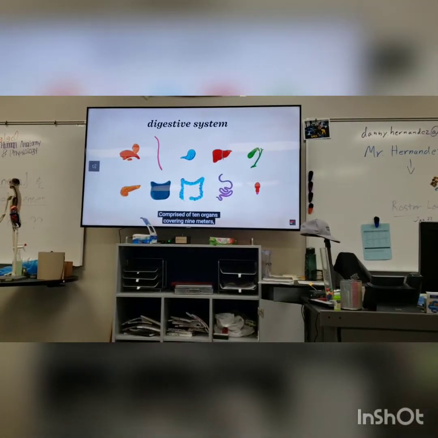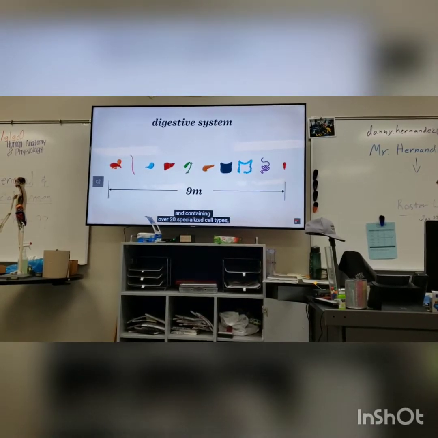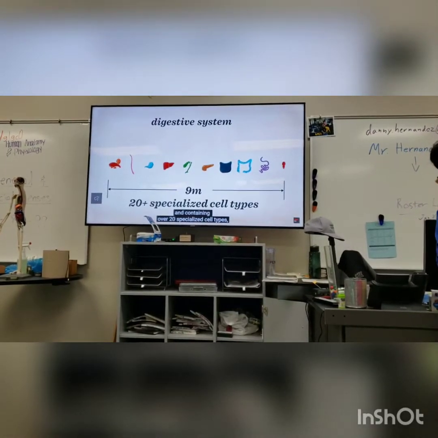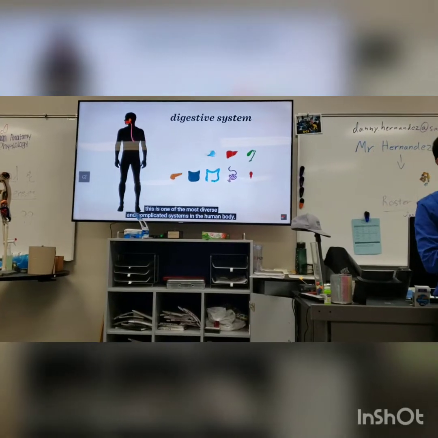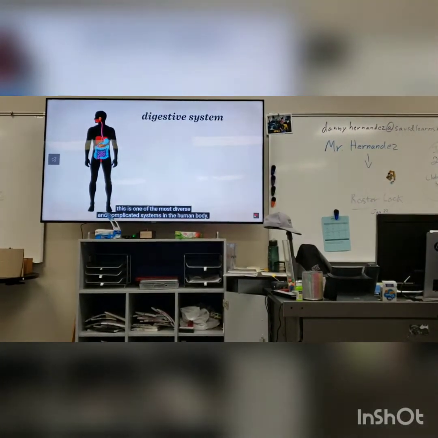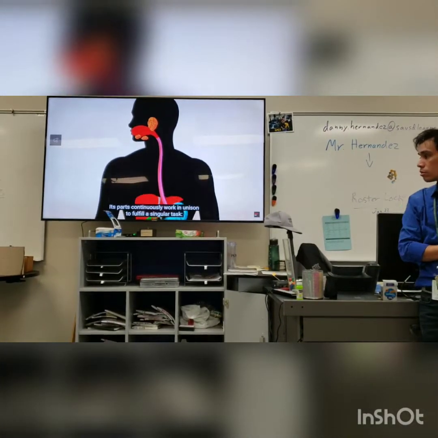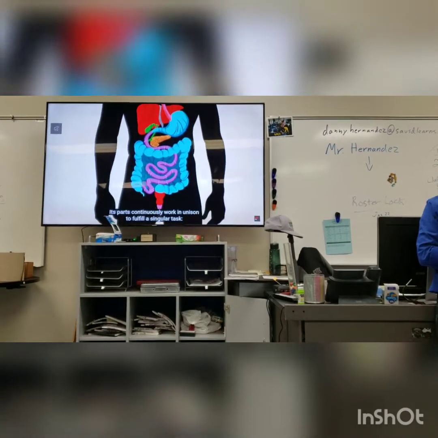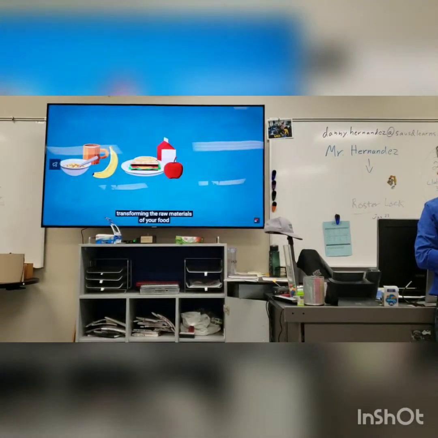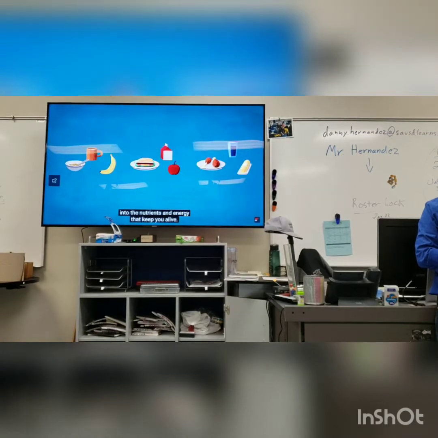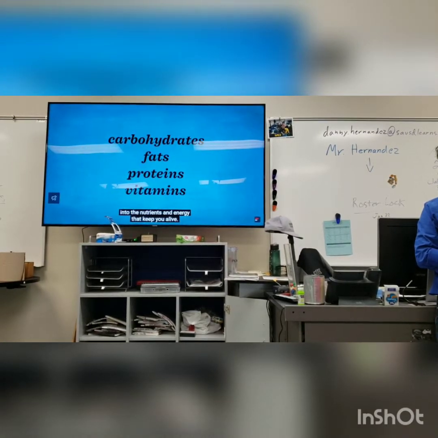Comprised of 10 organs covering 9 meters and containing many cell types, this is one of the most diverse systems in the human body. Keep track of what goes in order when you eat something. Its parts continuously work in unison to fulfill a singular task, transforming the raw materials of your food into the nutrients and energy that keep you alive.